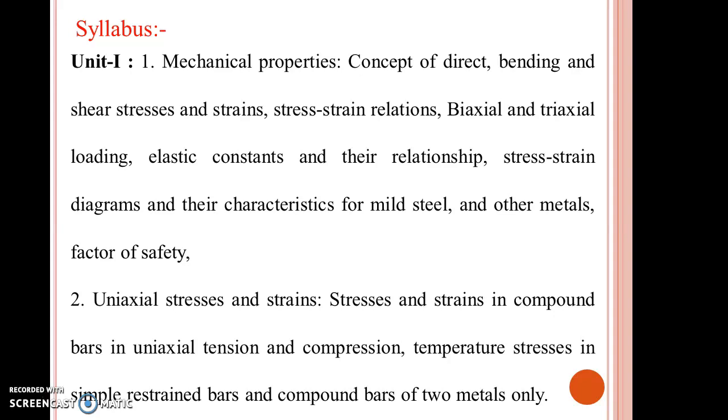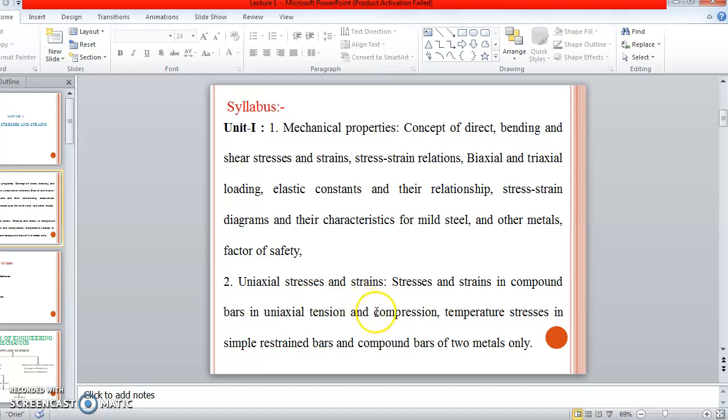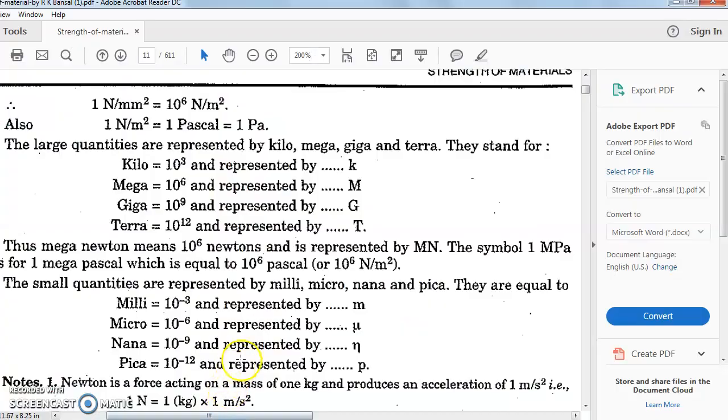Okay, now see, before starting the concept of the first unit, the first unit is nothing but the simple stresses and strains. Here, first of all, the basic things which you must know, I am sharing now. See here, in the previous lecture I also told you the conversion factors are very important before solving any type of problems, before solving any types of concept, especially for the first unit.